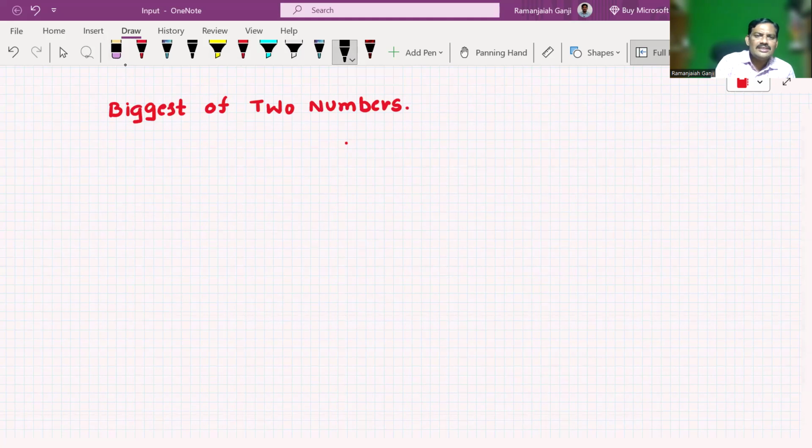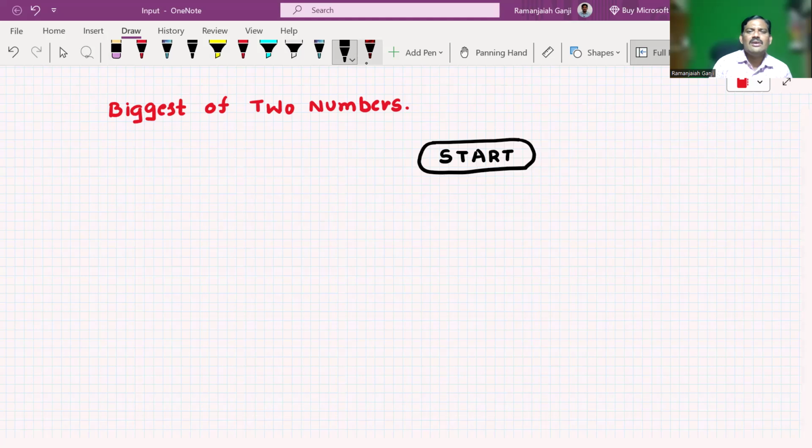Now, our topic is finding the biggest of two numbers. What to do? What input is required? Two numbers are required, A and B. Your wish. You may take either X and Y, L and M, A1 and A2, or N1 and N2. But for simplicity, I'm taking two numbers A and B. Let us start. For any flowchart, the first statement would be start. For this, we have a rectangle with rounded edges.